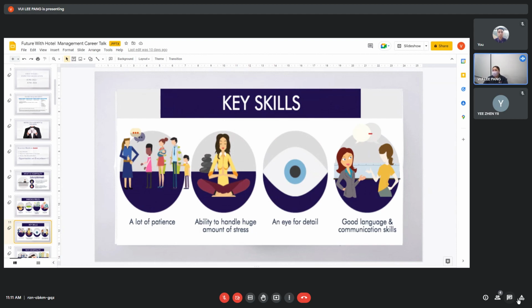And then key skill number 4, you need a very good command of language, because you are communicating with different types of people from different countries, and good communication skill is also required.